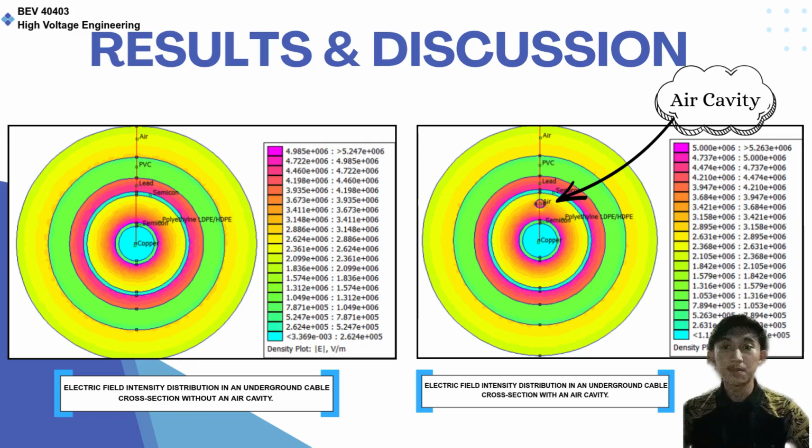Now I will present my part, which is the results and discussion. As you can see from the slide, there are two figures. The first one is the simulation for electric field intensity without a cavity. The second one is with a cavity.